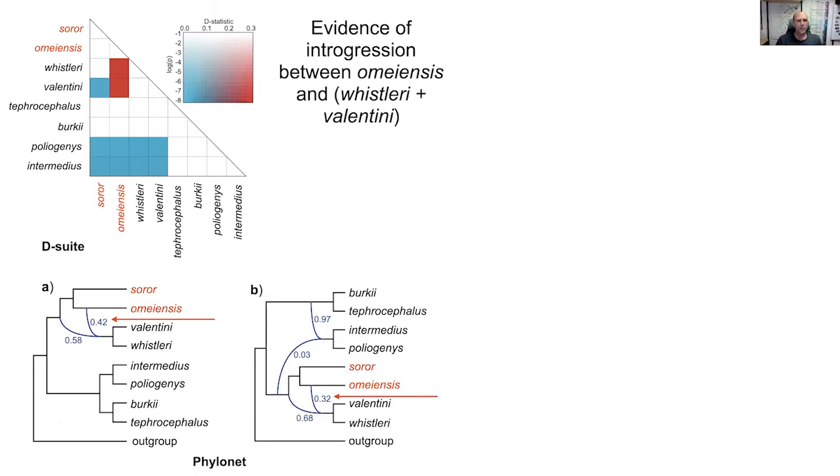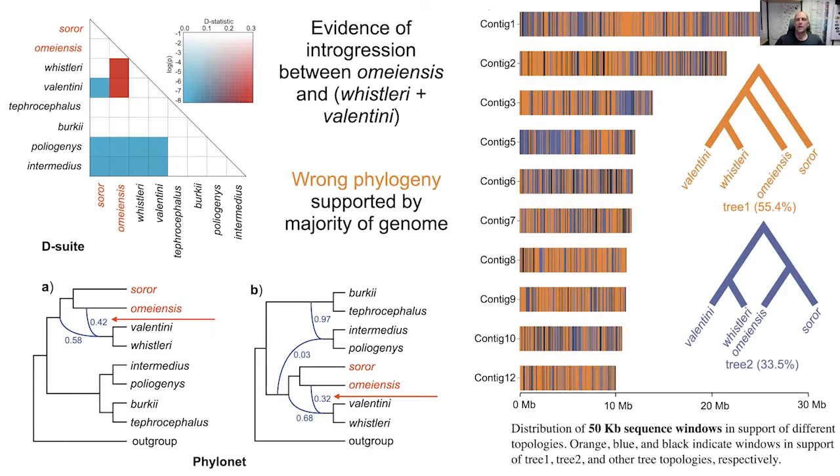So there was also other evidence of introgression between Ormeances and Whistleri, which was found in other analyses, one called D-Suite and a Phylonet analysis. Both of these found evidence of introgression between Ormeances and the most recent common ancestor of Valentini and Whistleri. Moreover, when 50 kb non-overlapping sequence windows were analyzed separately, it turned out that more than 50% of the trees would reconstruct the phylogeny that we consider to be the wrong one, whereas only 1/3 of the trees actually inferred what we consider to be the correct phylogeny.